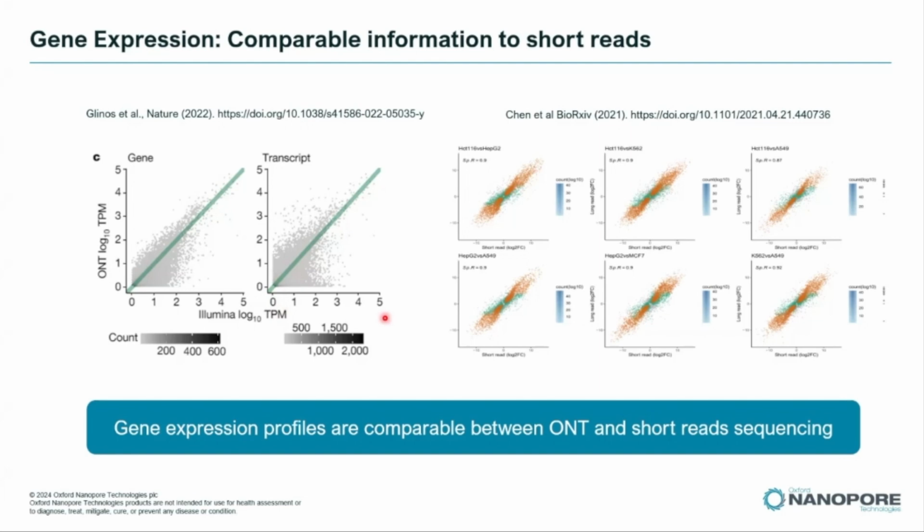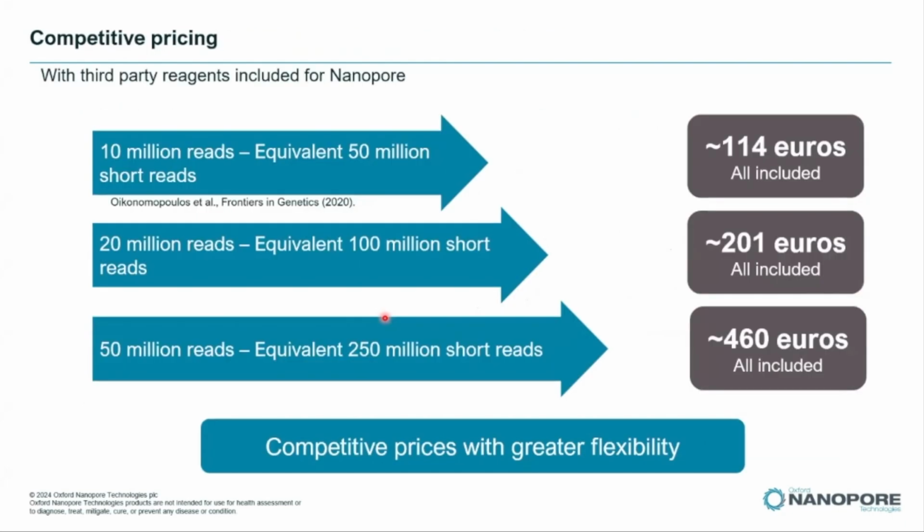But on top of this, what is really interesting for researchers will be to look at the cost efficiency of using a long read approach. And here we are providing just estimates for you. It might change depending on the regions where you are. But if we look at long reads and short reads, we're going to see that 10 million long reads is equivalent to 50 million short reads.